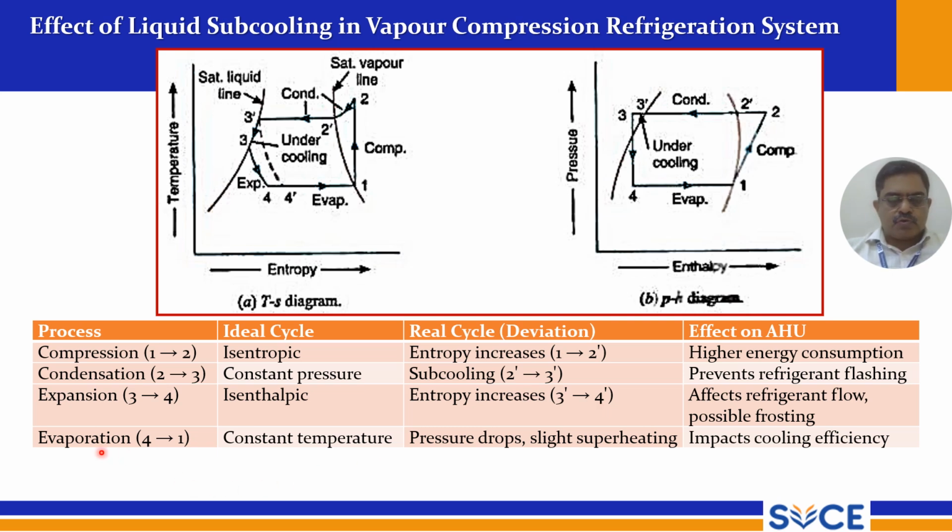Evaporation process 4 to 1. So 4 to 1 is the evaporation process. It is a constant temperature as well as constant pressure process. So in the ideal cycle, it is constant temperature, but in reality, there is a pressure drop. There is also a slight superheating, and it impacts cooling efficiency. So that is the ultimate effect on this 4 to 1 process.